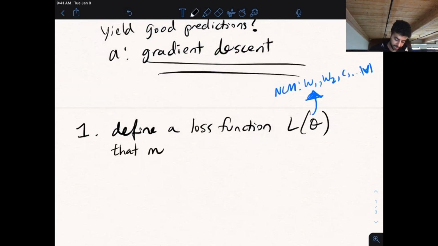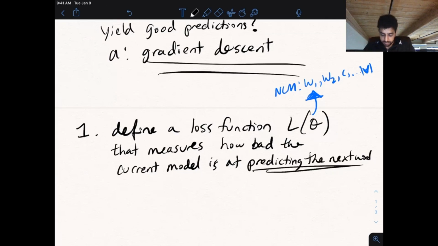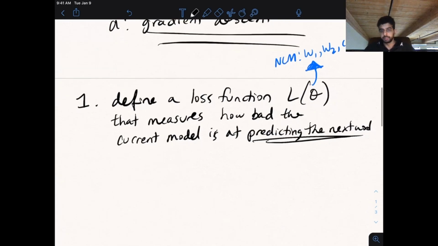And this loss function L of theta is going to measure how bad the current model is at, in our neural language model example, predicting the next word. But this objective could be different for different tasks, right? It could be answering a question or predicting the sentiment or so on. You just need some scalar value that defines the current performance of the model.